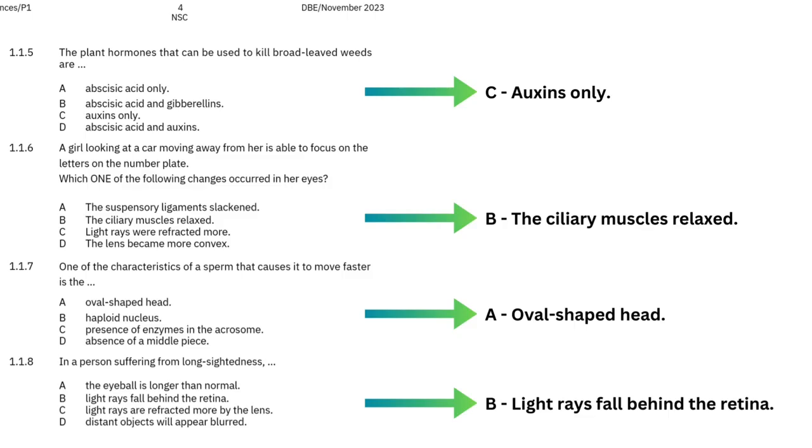1.1.8. In a person suffering from long-sightedness, A, the eyeball is longer than normal. B, light rays fall behind the retina. C, light rays are refracted more by the lens. Or D, distant objects will appear blurred. The answer is B, light rays fall behind the retina.